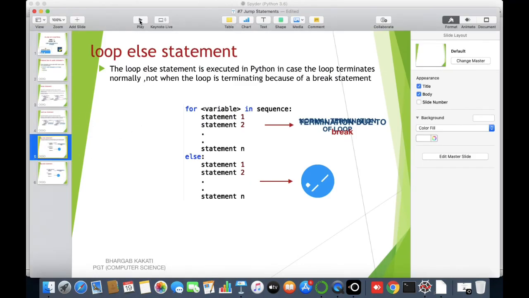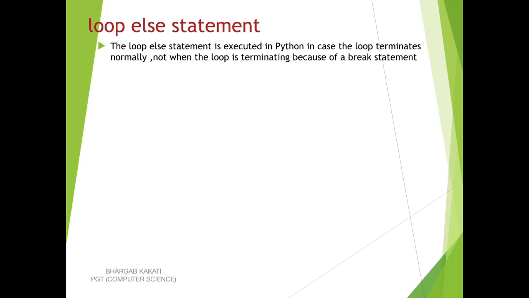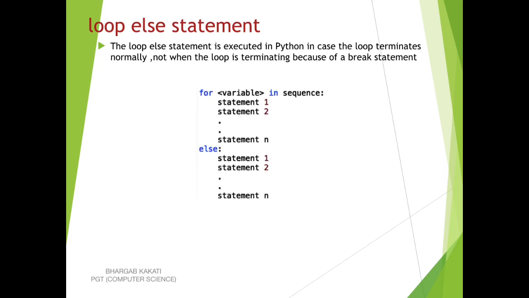Now let us go to the last concept of today's part, which is the loop else statement. The loop else statement is executed in Python in case the loop terminates normally, not when the loop is terminating because of a break statement. So within a loop, we may have a break statement. If the loop is being terminated because of the break statement, the loop else statement will not be executed. But if the loop executes normally, then the loop else statement will be executed.